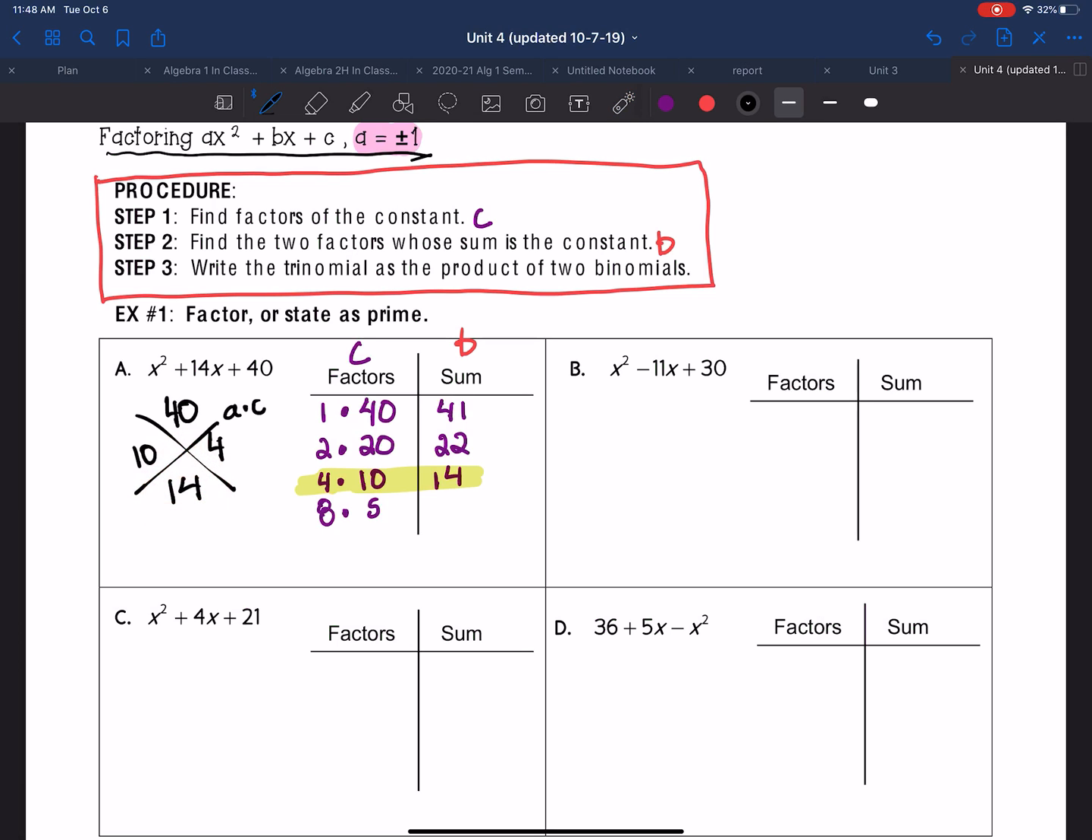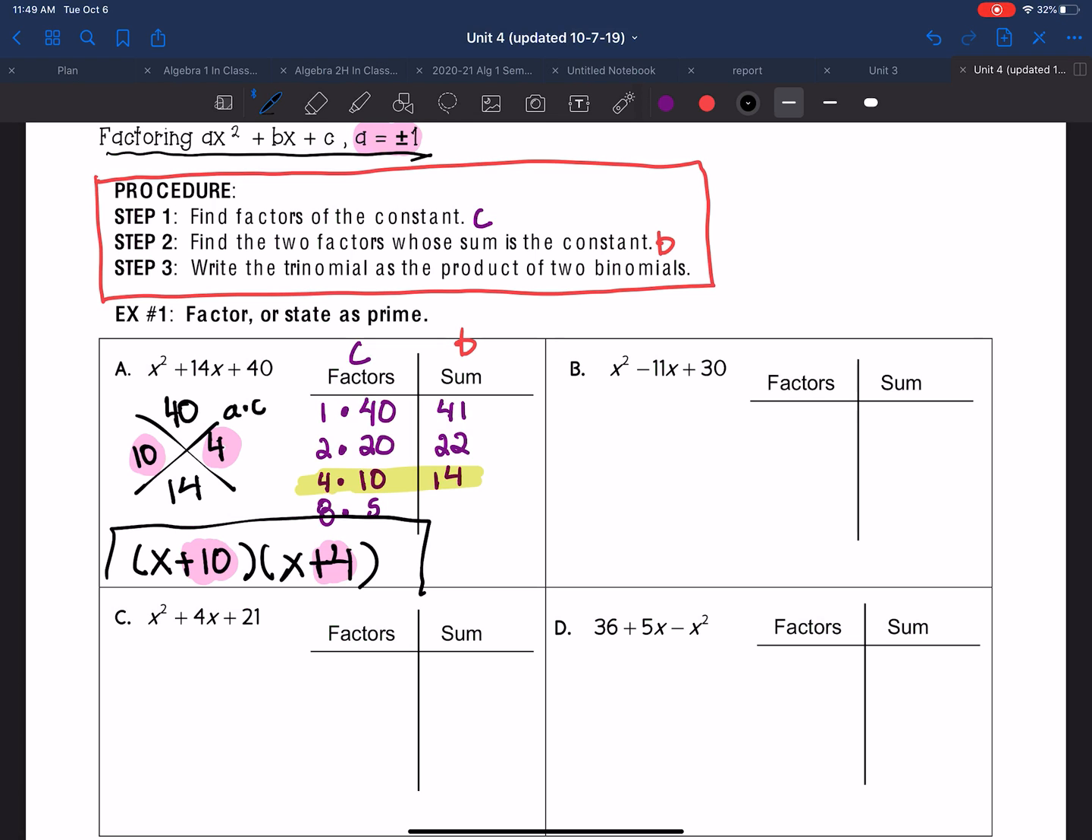And if we're going to write that down as a product of two binomials, I'm going to write that down as x plus 10 times x plus 4. Okay, so once again, we are getting these numbers from the factors that I found, and now I'm plugging them into my binomials. And that is going to be my answer, x plus 4 times x plus 10.